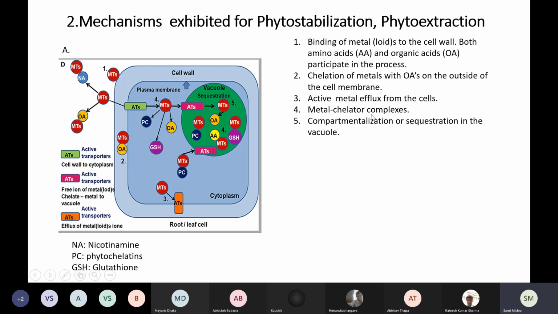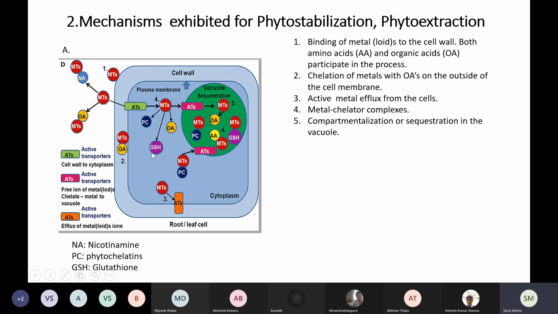The fourth is the metal chelator complexes. So if the metals are transported inside the cell through active transporters, there are chelators which reside within these plant cells, which can be either PC, which are called phytochelatins, or organic acids, or GSH, which is glutathione. Okay, so all of these are also capable of chelating with these metalloids. So there are three categories of compounds as shown here. So they can be simply chelated. That is, now they will just reside within the cytoplasm as these complexes.